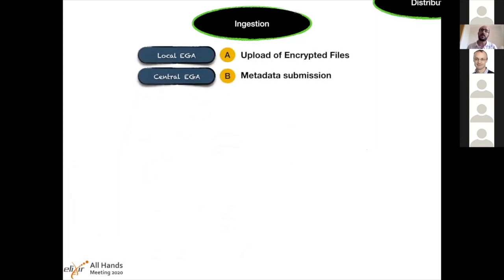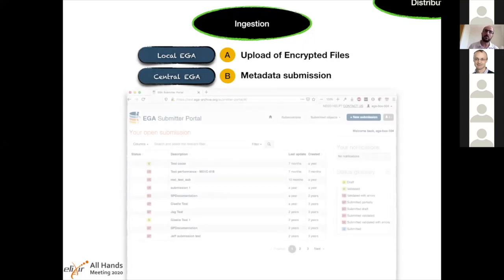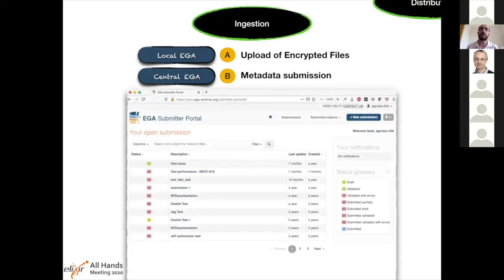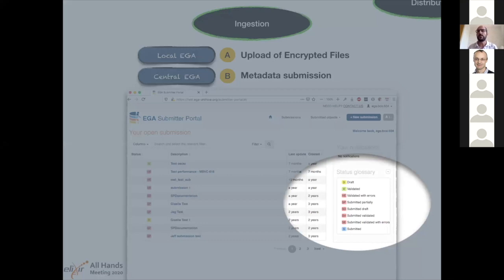And as you know, there is one part which is related to the upload at the local EGA of the encrypted file, and then there is metadata submission. Just a quick word about the metadata submission: we have built a submitter portal where we help the user to build the submission in a web-based manner. And we want the user to not be stopped at every step of the submission because it might be a complicated step. So we have different statuses for the submission and we allow them to progress. So it's not from 0 to all, it could be intermediate steps.